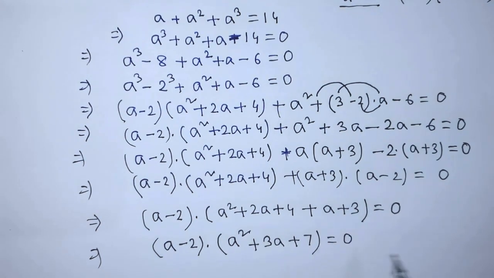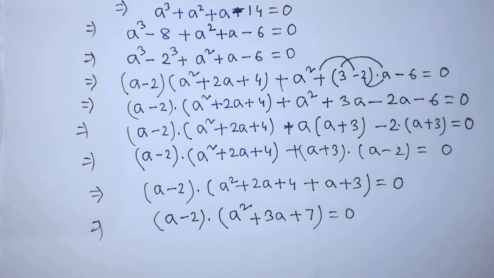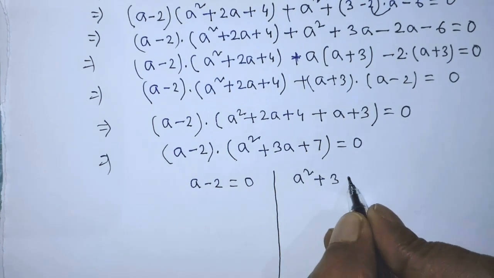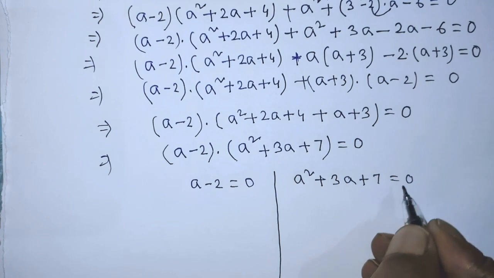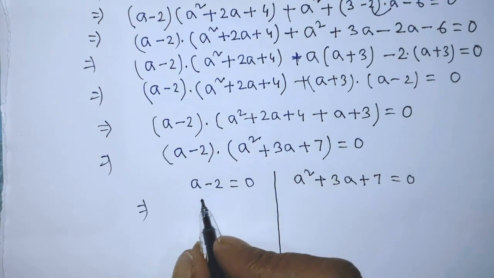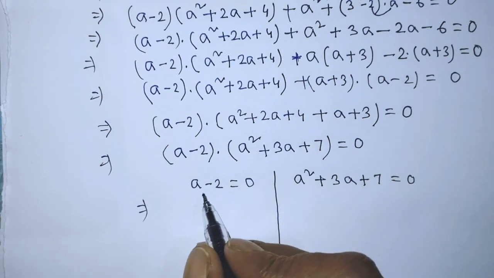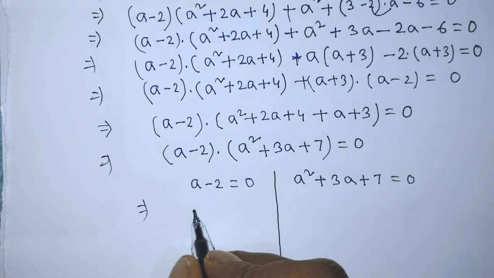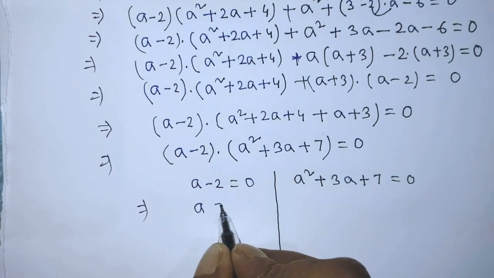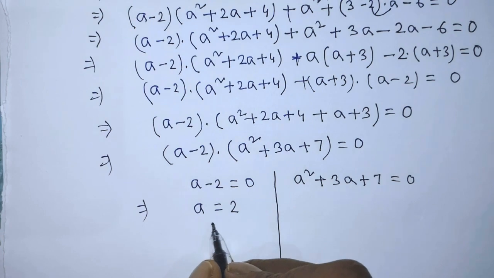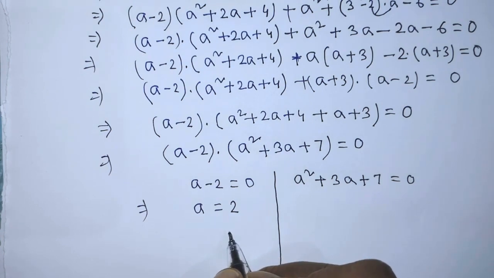is equal to 0. So student, according to the zero product rule we can write from this equation a minus 2 is equal to 0 and a square plus 3a plus 7 is equal to 0. So my dear student, our first equation is a minus 2 is equal to 0. So now we can transpose minus 2 from left hand side to right hand side. So we can write on the left hand side a is equal to, on the right hand side we get 2. So student, the value of a is 2, but we have to find the value of x.